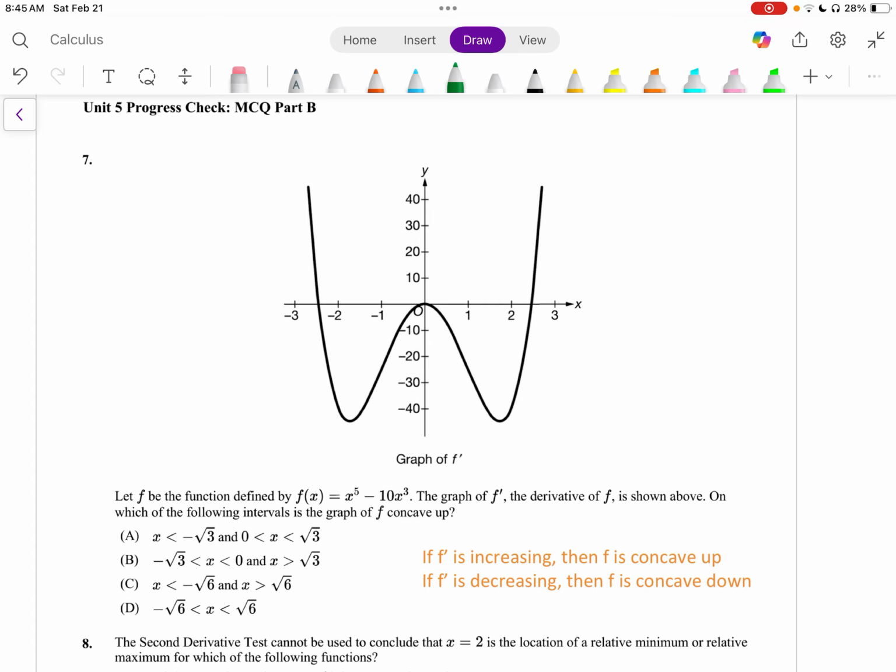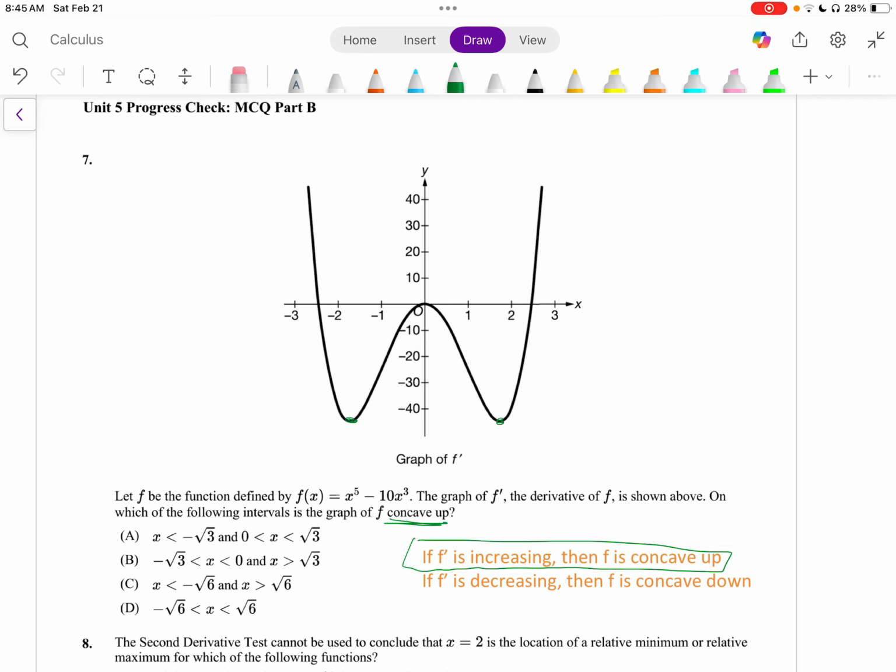So this is similar to question 6. So I have this part here in orange. It says if the derivative is increasing, then f is concave up. If the derivative is decreasing, then f is concave down. So we want concave up, so we want when f prime is increasing.